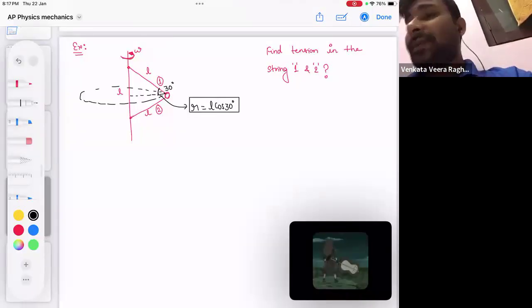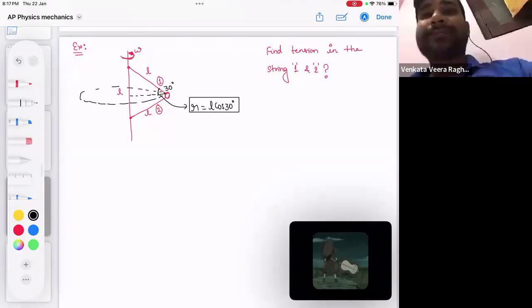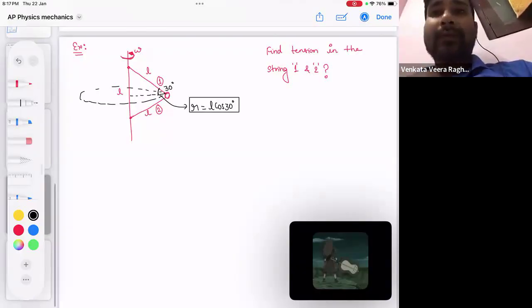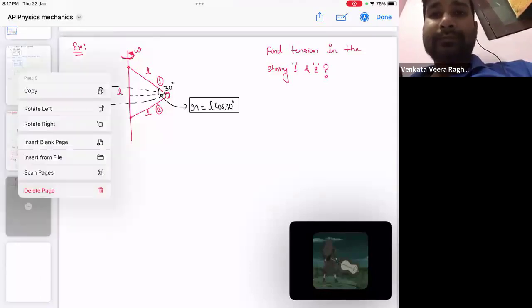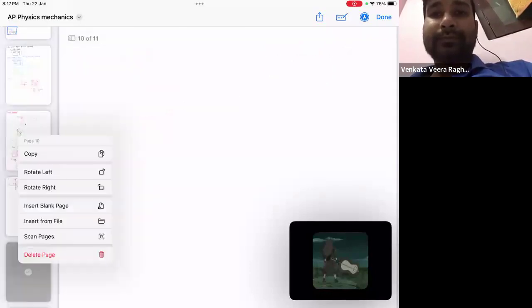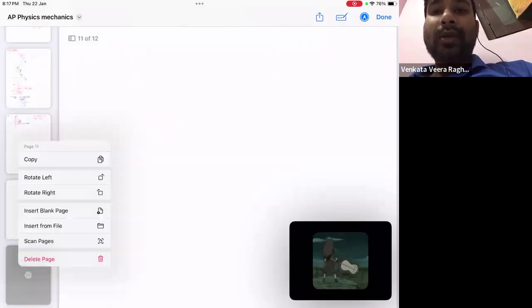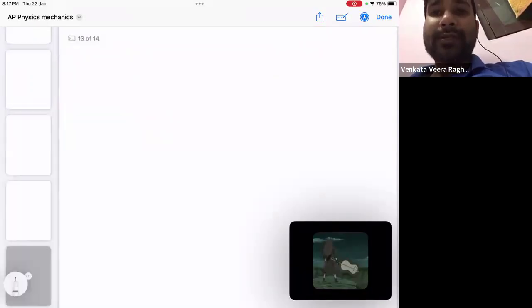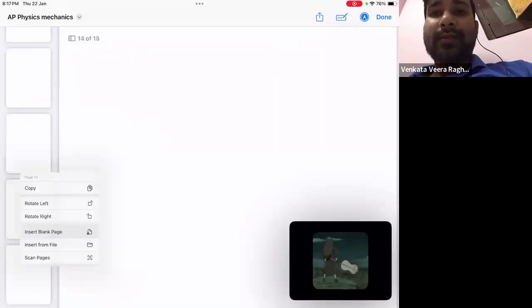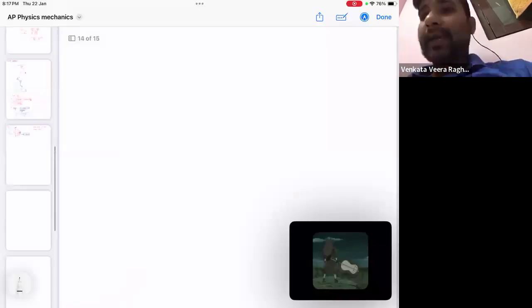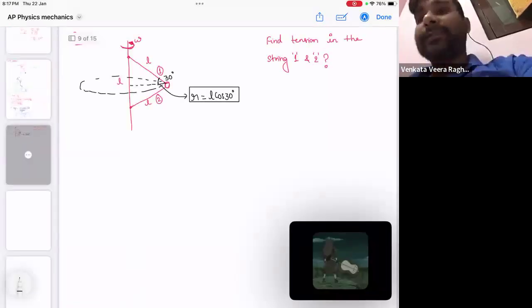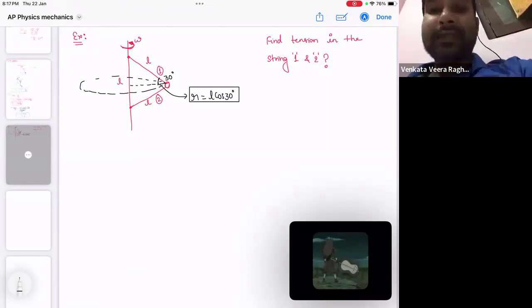Try this one and tell me what is the answer coming to us. Draw the free body diagram first and start with the free body diagram. Then take the component, right? Component in which direction? Towards the center and perpendicular to that, right?